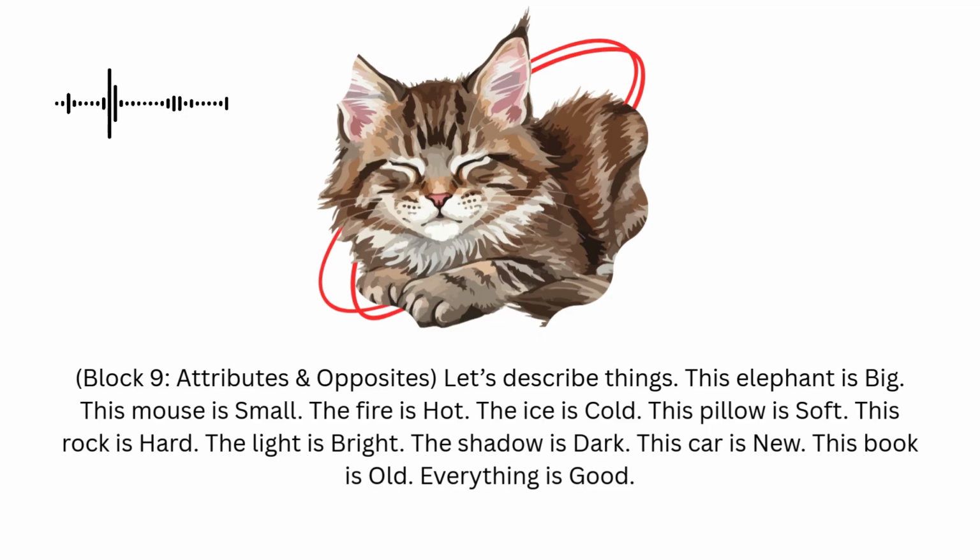Block 9. Attributes and opposites. Let's describe things. This elephant is big. This mouse is small. The fire is hot. The ice is cold. This pillow is soft. This rock is hard. The light is bright. The shadow is dark. This car is new. This book is old. Everything is good.